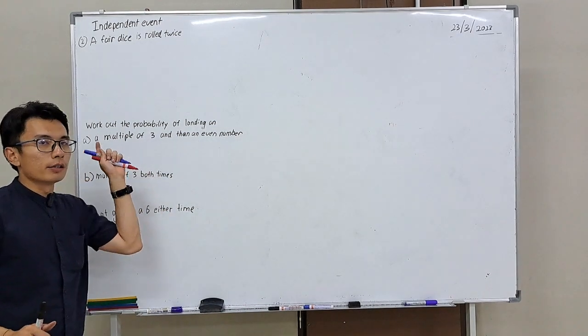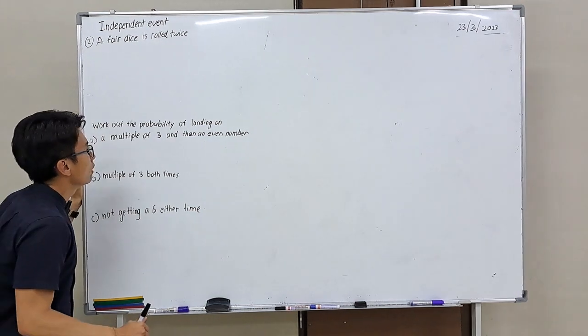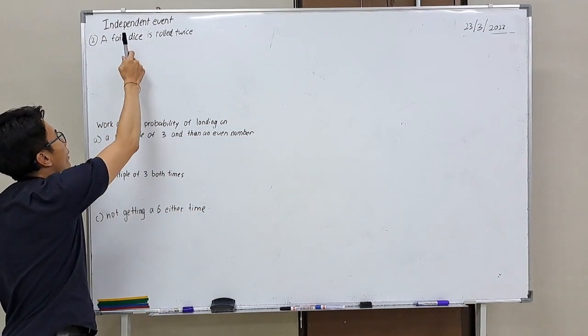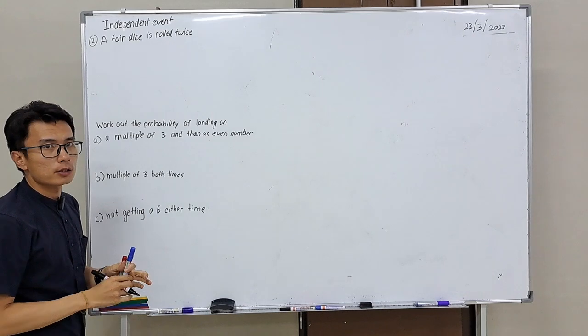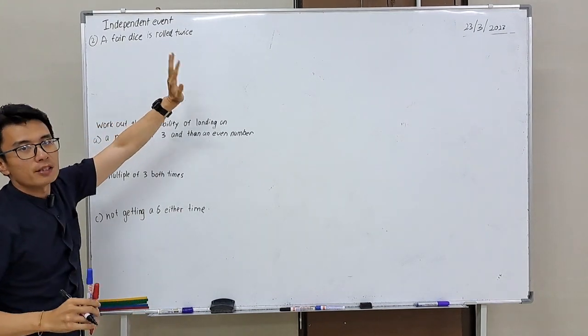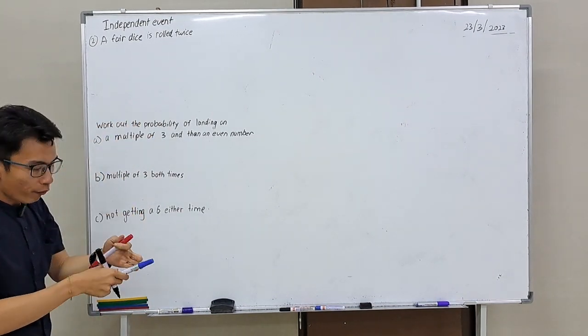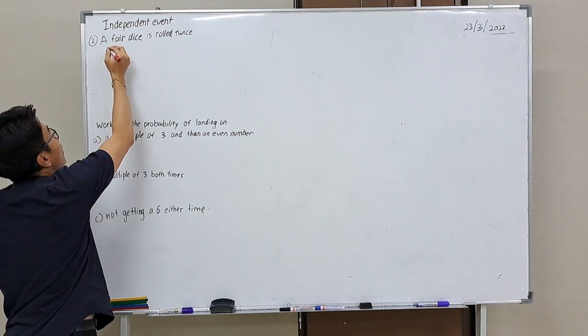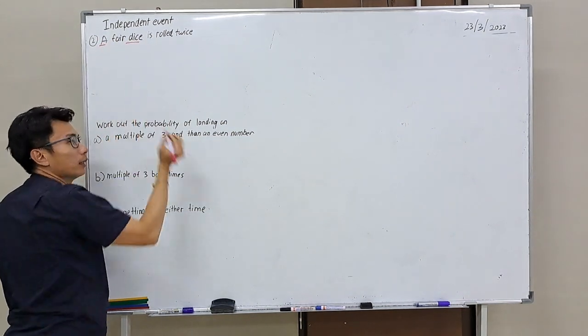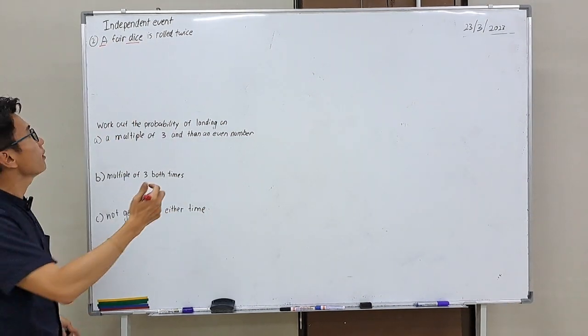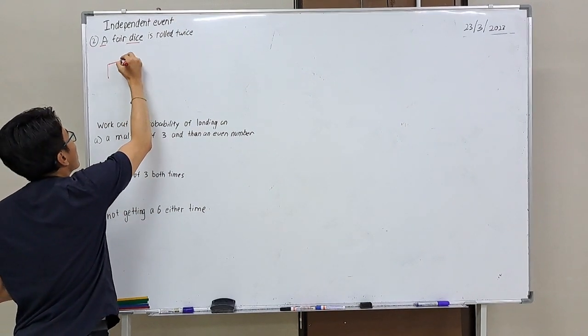Now, let's look at the next example over here. A fair dice is rolled twice. What does this sentence mean? A fair dice is basically just a dice, which means I have one dice.